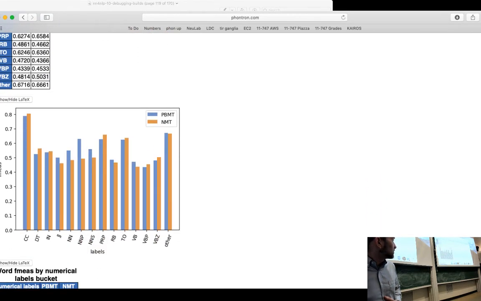You can also calculate the accuracy of words by part of speech tag. So you can see that the phrase-based is better at nouns. The neural MT system is better at connectives and determiners and other function words. And actually, interestingly, you can see the phrase-based system is better at base form verbs that aren't conjugated, and the neural MT system is better at conjugated verbs, which was kind of interesting to me.